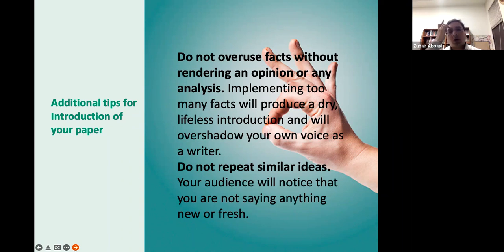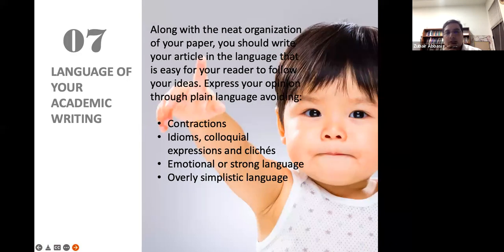Do not overload your reader with lots of facts without contextualizing them. And try not to repeat similar ideas. There is a tendency that your abstract says one thing, then your introduction repeats the same thing, and then your conclusion says the same thing. So try not to repeat similar ideas.